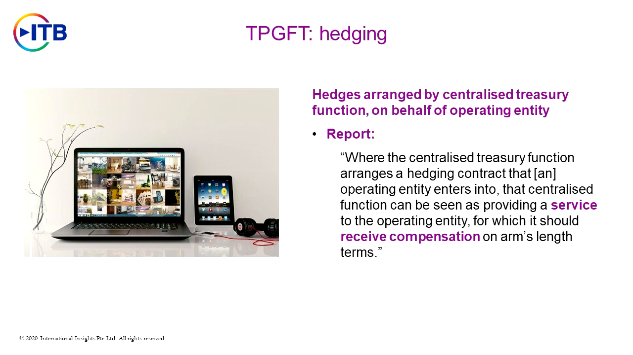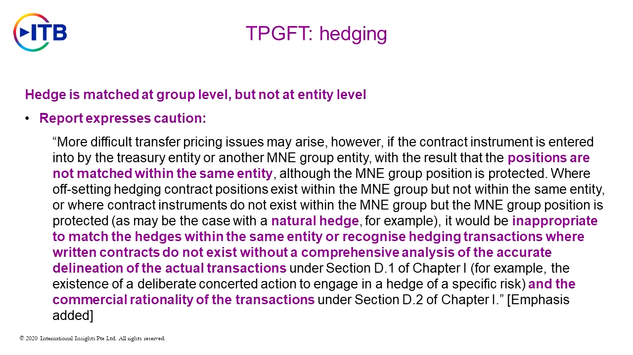Where the centralised treasury function arranges a hedging contract that an operating entity enters into, that centralised function can be seen as providing a service to the operating entity, for which it should receive compensation on arm's length terms. The second issue concerns situations where the hedge is matched at the group level but not at the entity level. For these situations, the report expresses caution.